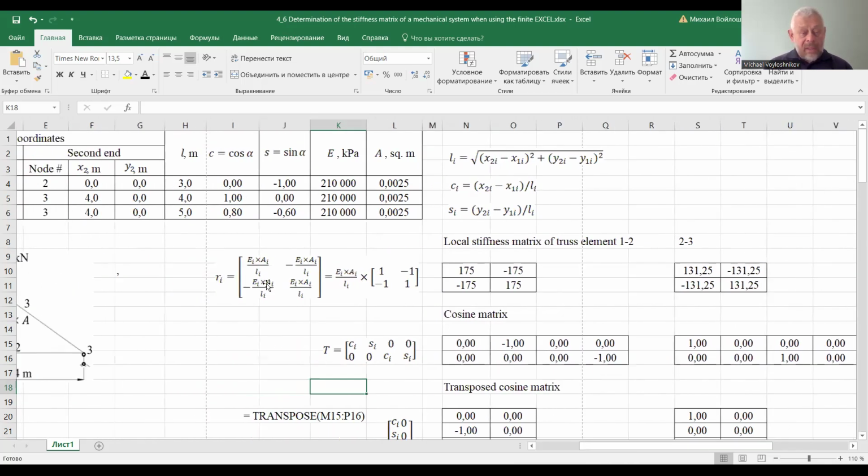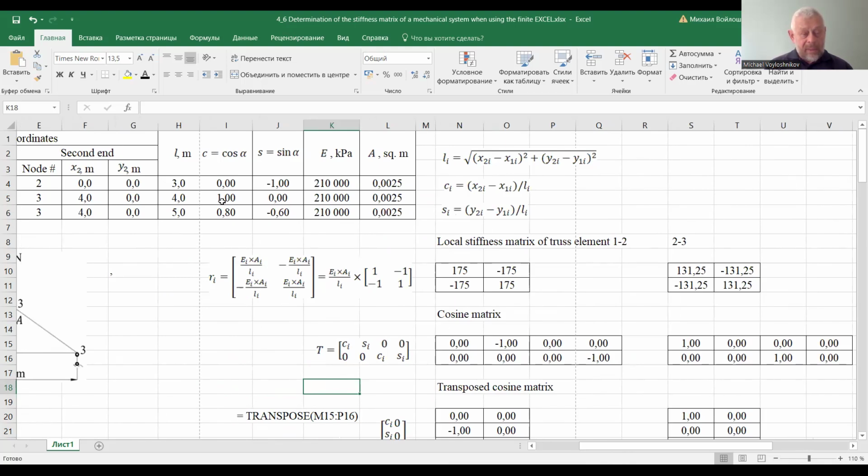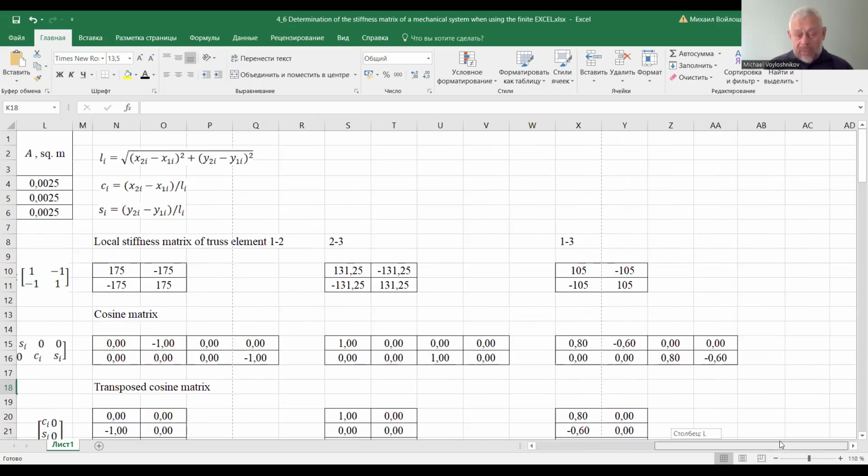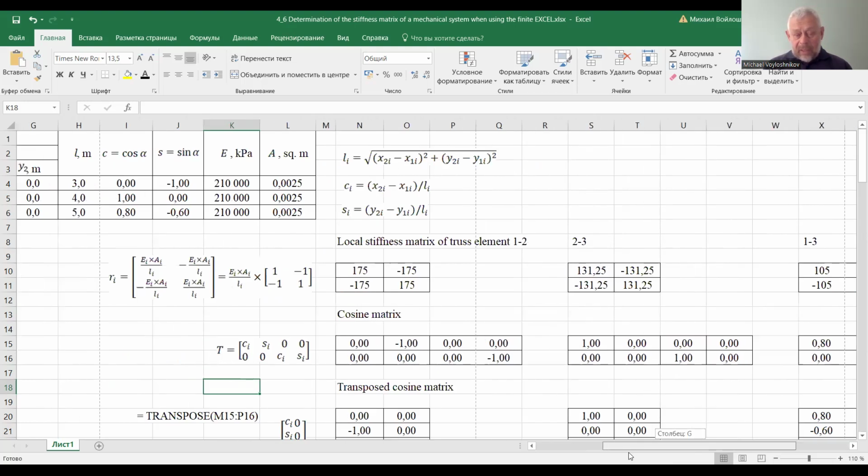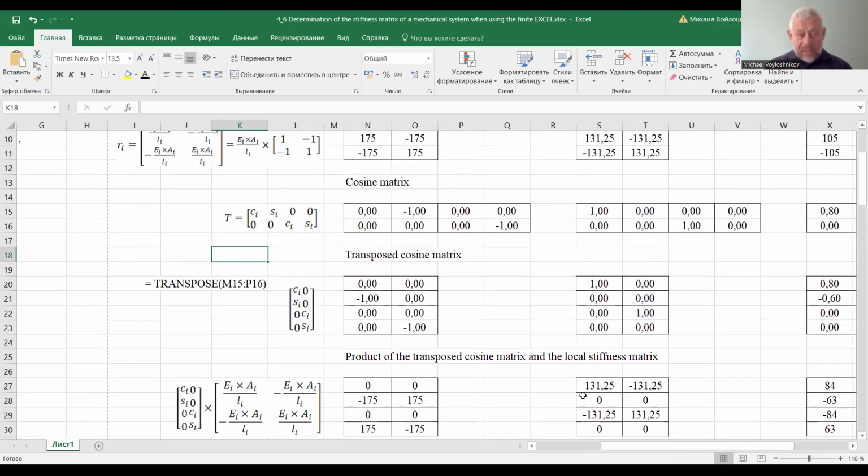So we can take this 0 as the sine of the 0 angle of inclination of the second rod. And for the third finite element, we have the cosine of the angle of inclination 0.8 and sine -0.6. This as well, we have 0, 0, 0, 0, and 0.8, -0.6, the cosine and sine of the finite element inclining to the positive direction of the abscissa axis.